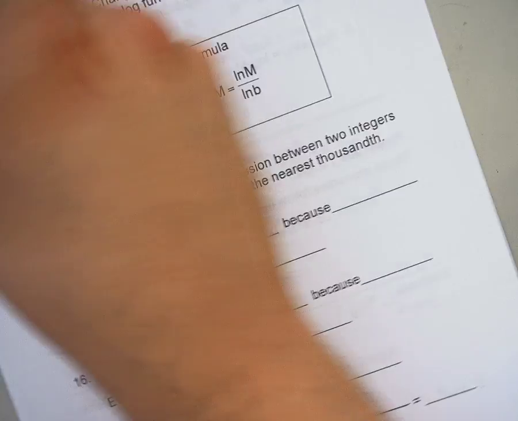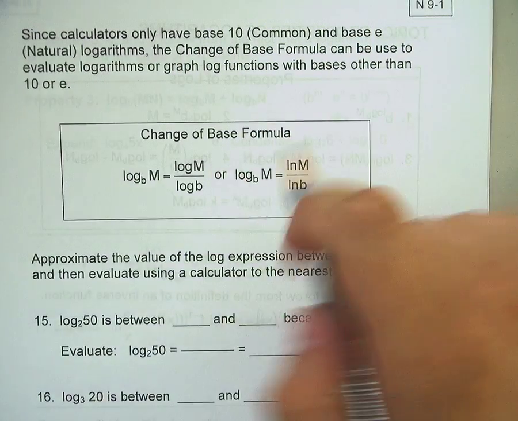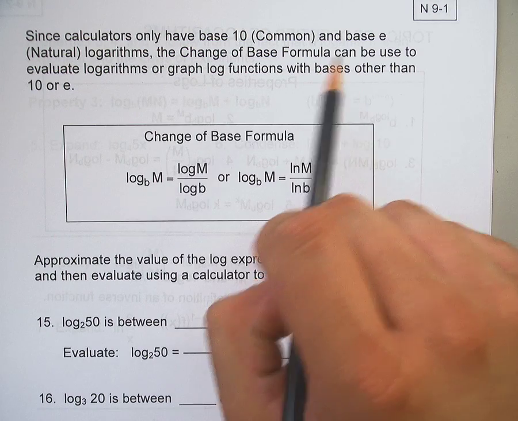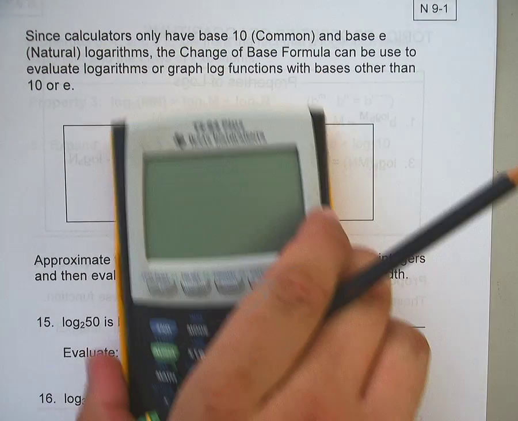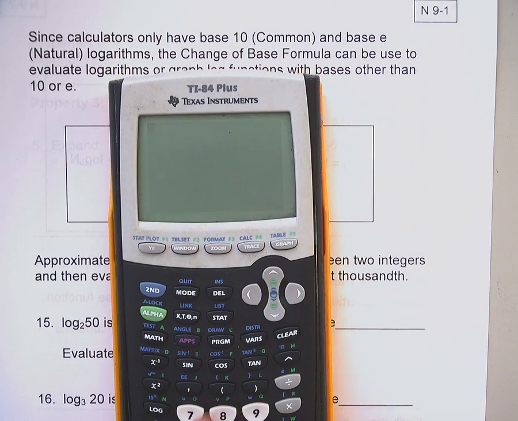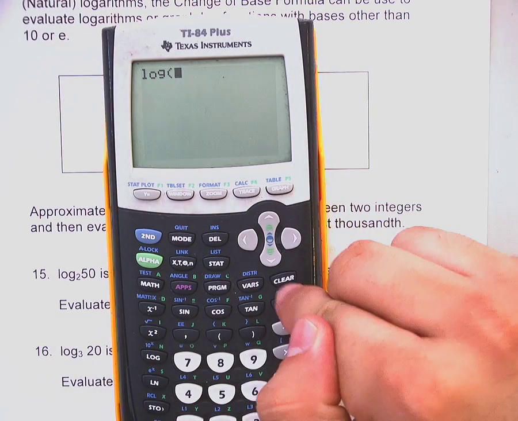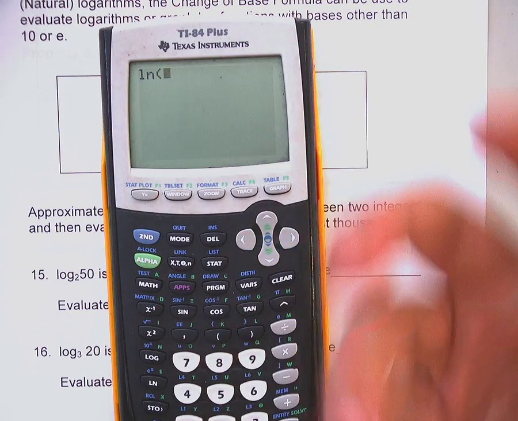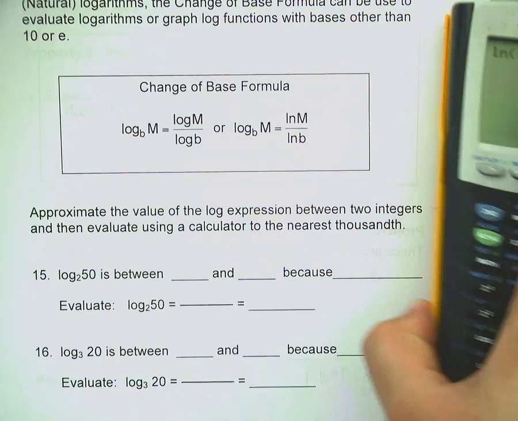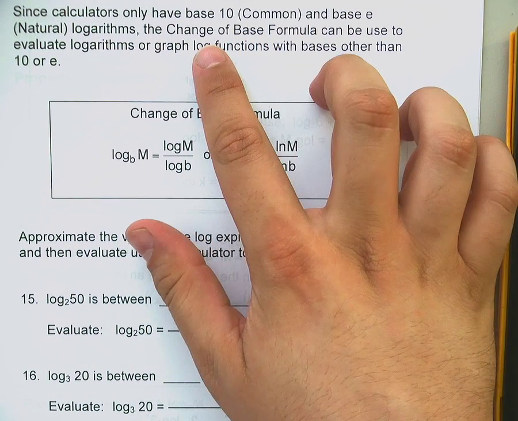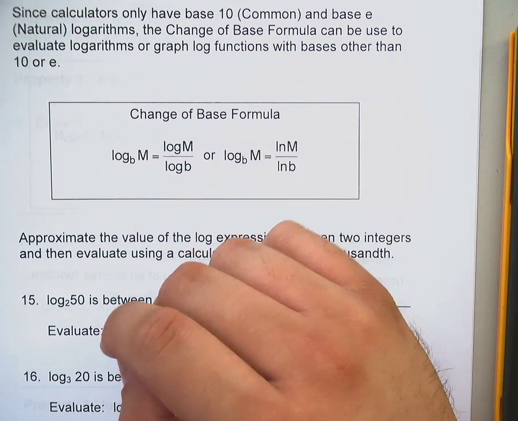So for right now, if you would turn over, it says since calculators only have base 10, which is the common, and base e, which is the natural, if I pick up my calculator, I've got log and natural log right here. If you just type log, there's no option to put a base, so they automatically assume it's base 10. If you hit natural log, they just assume it's base e. So since you can only have base 10, which is common, and base e, which is natural, the change of base formula has to be used.